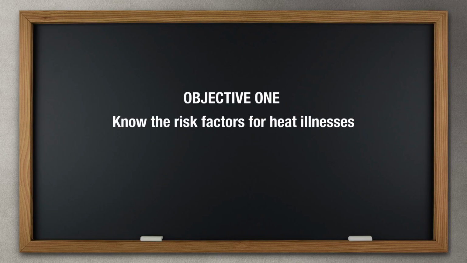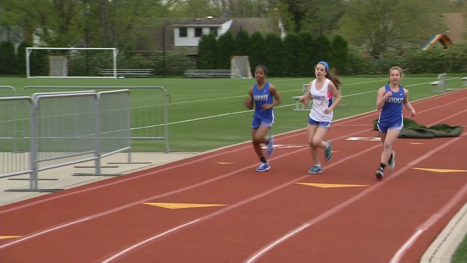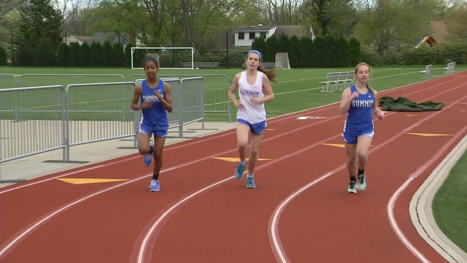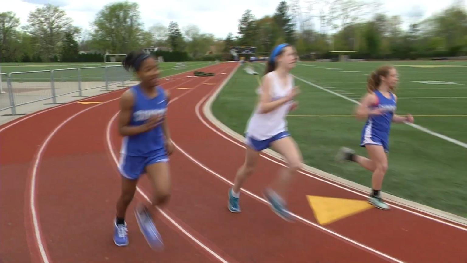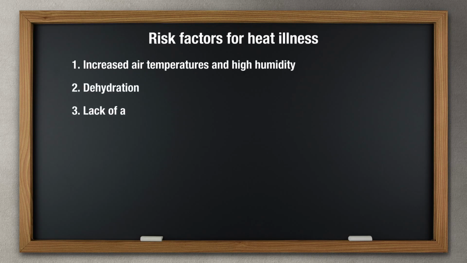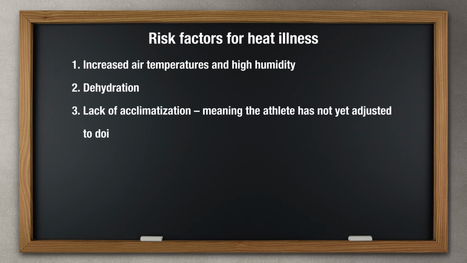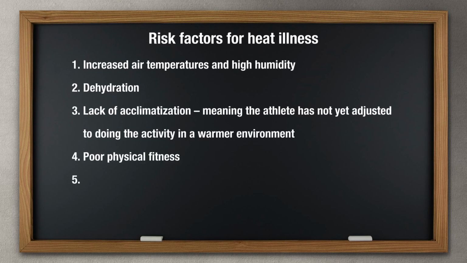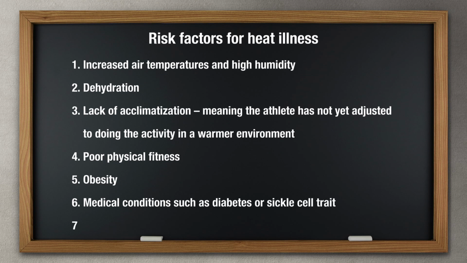Objective 1. Understand the risk factors for heat illnesses. Certain weather and other conditions increase the likelihood of young athletes experiencing symptoms of heat illnesses. These conditions include: 1. Increased air temperatures and high humidity. 2. Dehydration. 3. Lack of acclimatization, meaning the athlete has not yet adjusted to doing the activity in a warmer environment. 4. Poor physical fitness. 5. Obesity. 6. Medical conditions such as diabetes or sickle cell trait. 7. Viral infections, stomach flu, or fever.